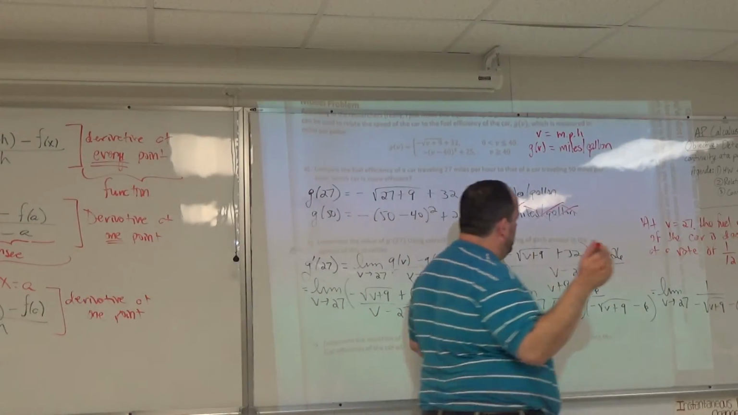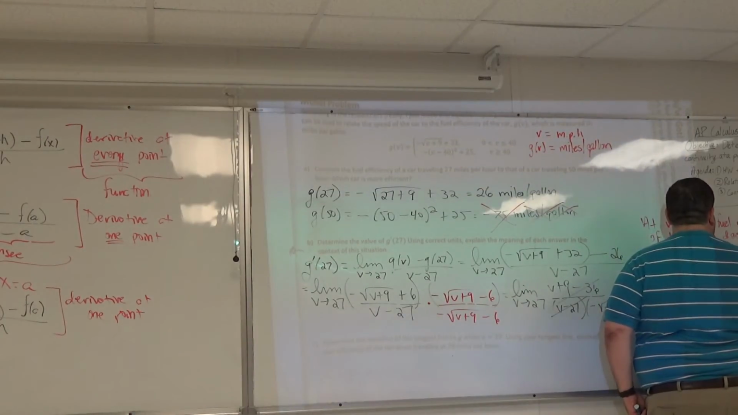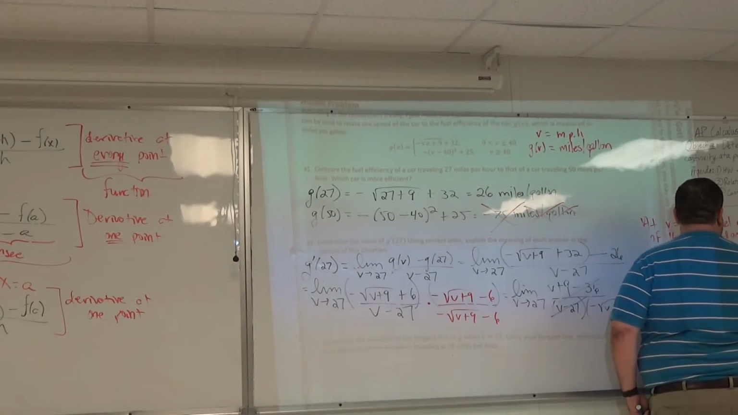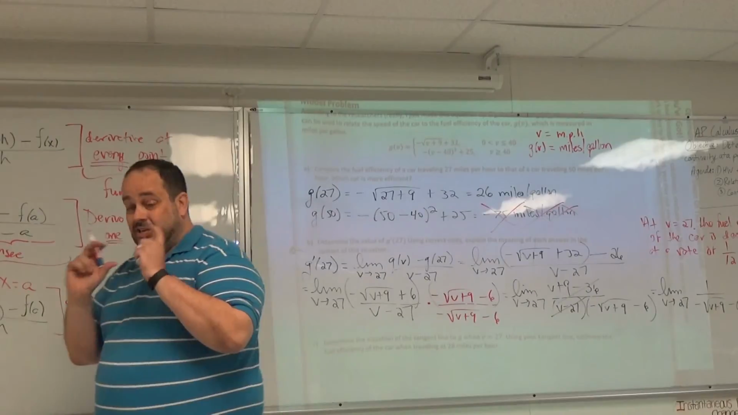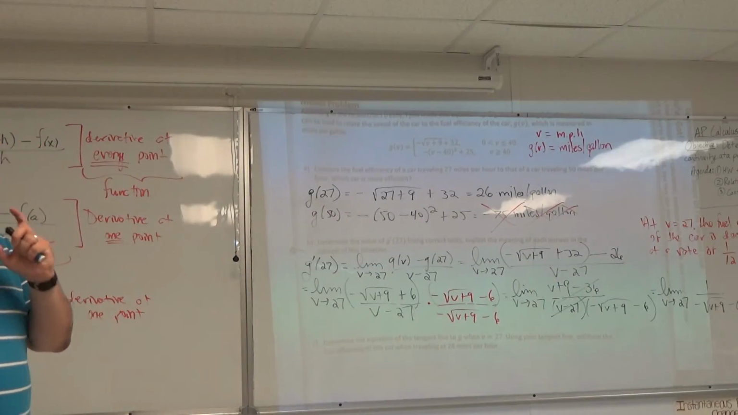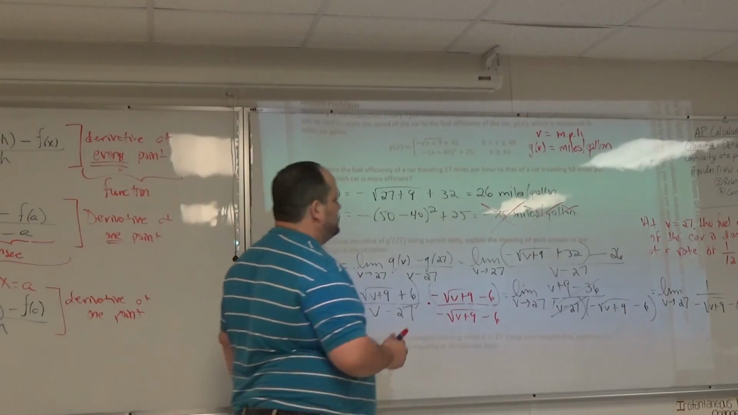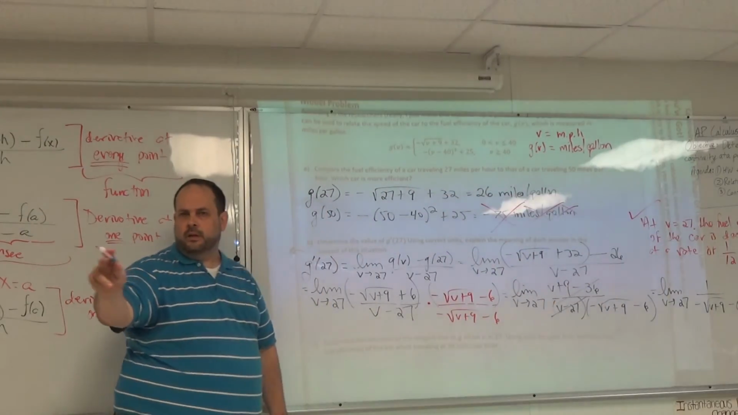Miles per gallon over miles per hour. Those are some ugly units, but the correct units are miles per gallon over miles per hour. Those would be the right units there. Nice job. How we doing?